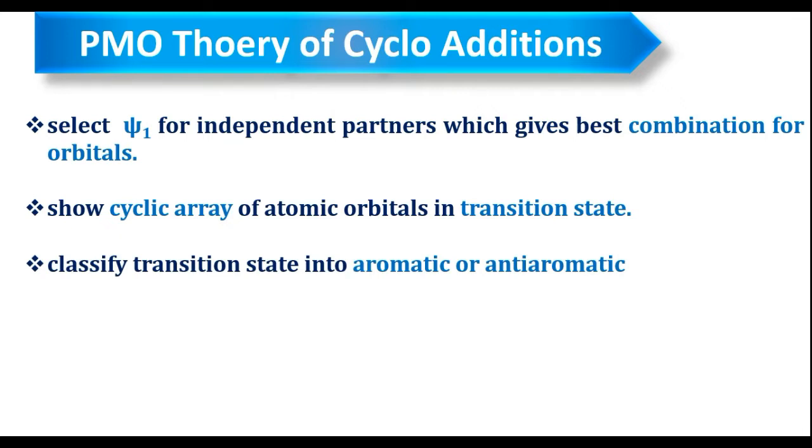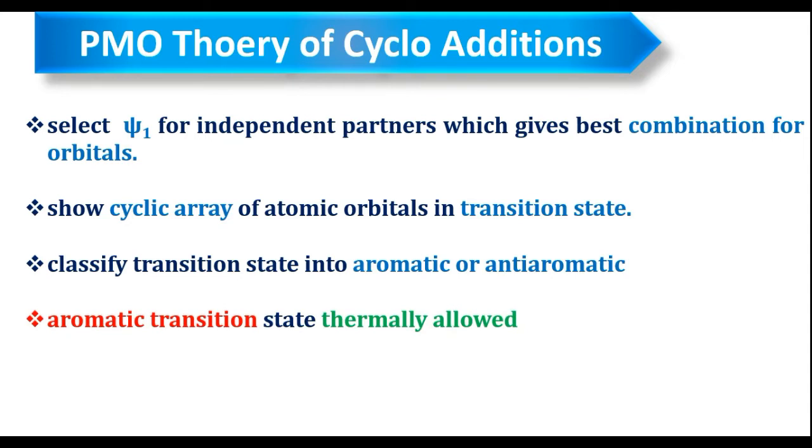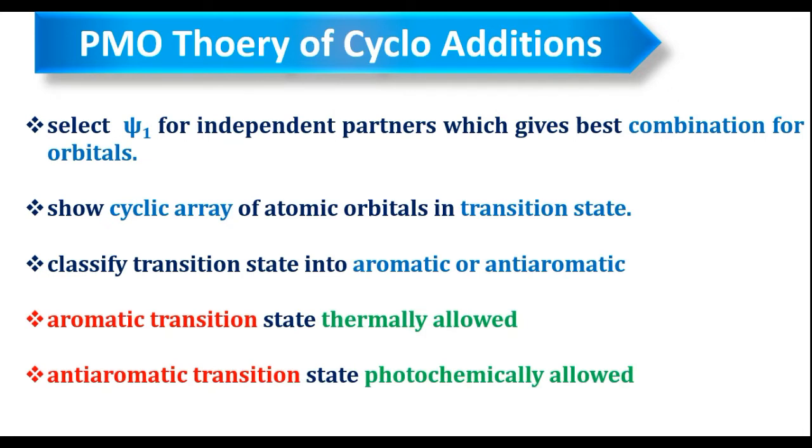Friends, if you get an aromatic transition state, that is thermally allowed. An anti-aromatic transition state is photochemically allowed. So how do we know the aromatic transition state? It is very easy. In the transition state, if the number of nodes equals 0 or is even, this is called a Huckel system.